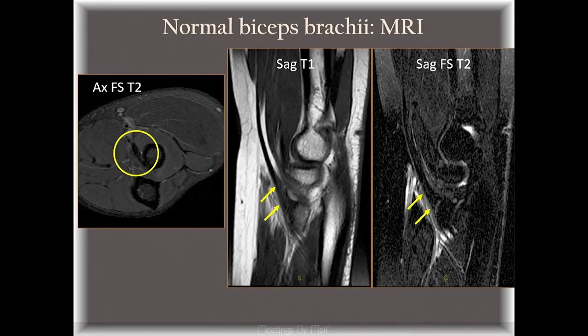What does the normal biceps tendon look like on MR? Here we see it on the axial image. Low signal intensity attaching on the radial tuberosity. And we see it on the sagittal. So here we have it attaching on the radial tuberosity, sagittal and T2. So most of the time we are looking at it on the axial image.